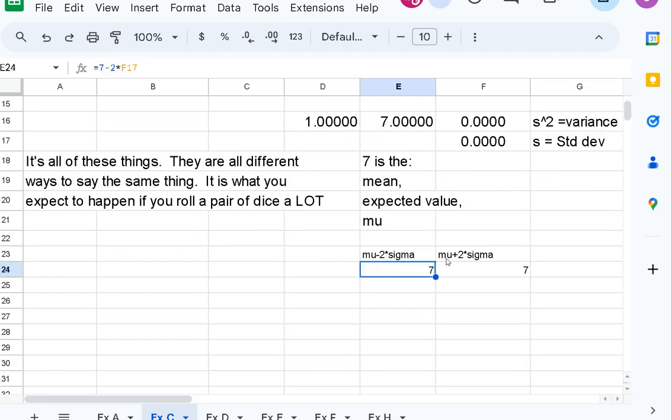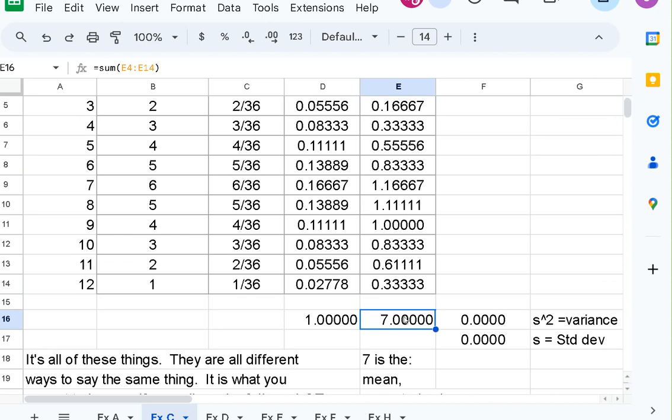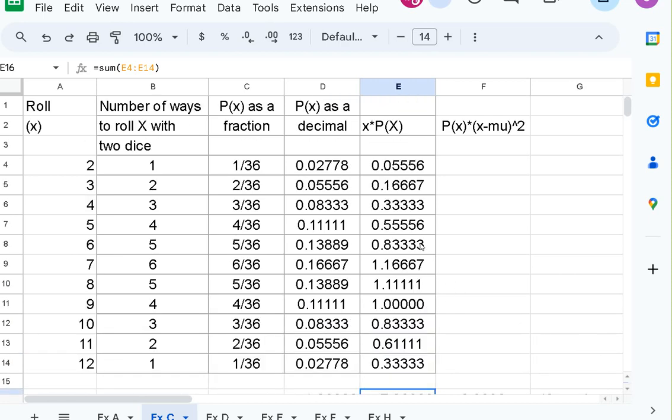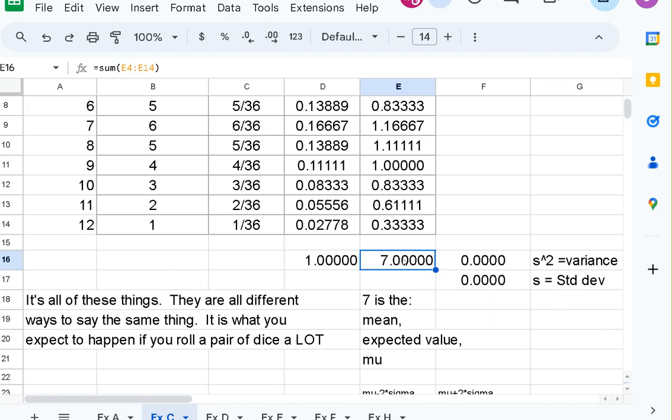All right. Are you able to get 7 out of this probability distribution? Hermione, was that a yes? Yes. All right, thank you.